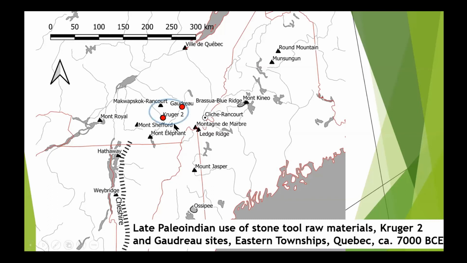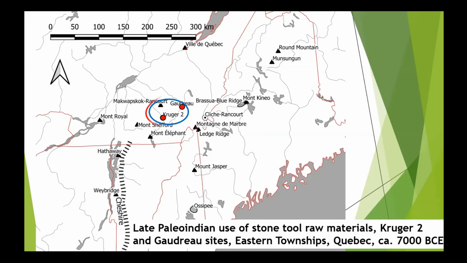series of local materials that are essentially found in cobbles in the river, and then quartz that's probably coming out of local veins, and then this local red mudstone that is coming from this new quarry here that's called Makwapskok Rancourt. That's the Abenaki name for red rock, and Rancourt is Sylvain Rancourt, the avocational archaeologist that led me to the quarry. And so that is a lot of the material at those two sites.